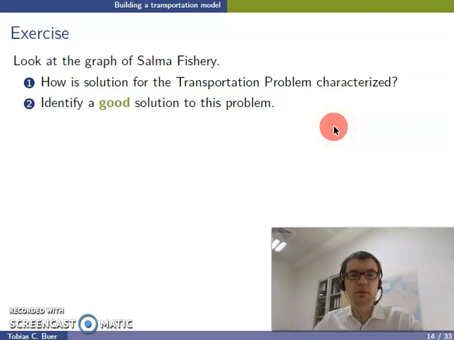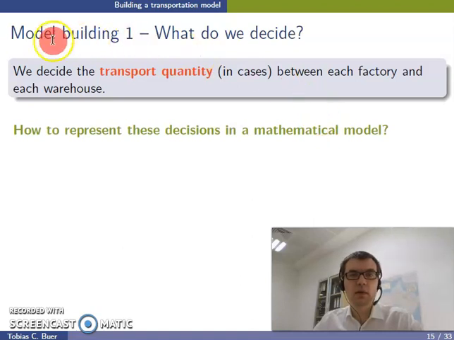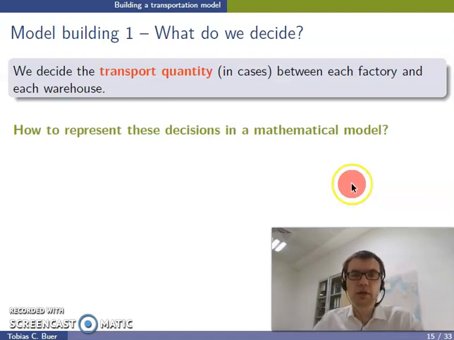Okay, let's move on. Assuming you've done the exercise, let's move on. We try to build a model, and the idea of our model is to support the management in decision making. So the first question, and one of the most basic questions in all types of models, is: what do we want to decide? Which decision do we want to support?